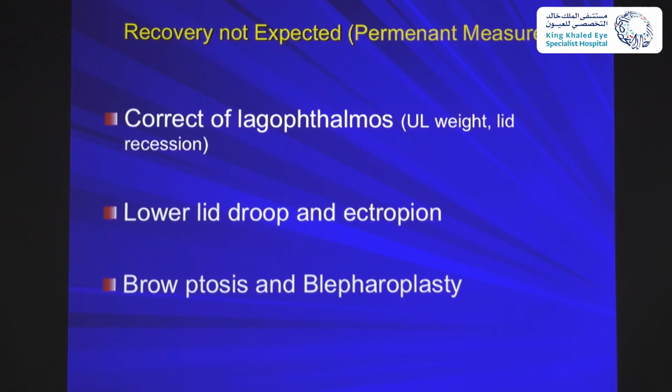For example, for correcting lagophthalmos, you can use an upper lid weight and upper eyelid recession to lower the eyelid. A lower eyelid drop and ectropion you also need to manage with a lateral tarsal strap. Sometimes you do a mid-face lift to manage the lower lid retraction and the dropping of the lower eyelid. Brow ptosis repair and blepharoplasty are other options for surgical management.